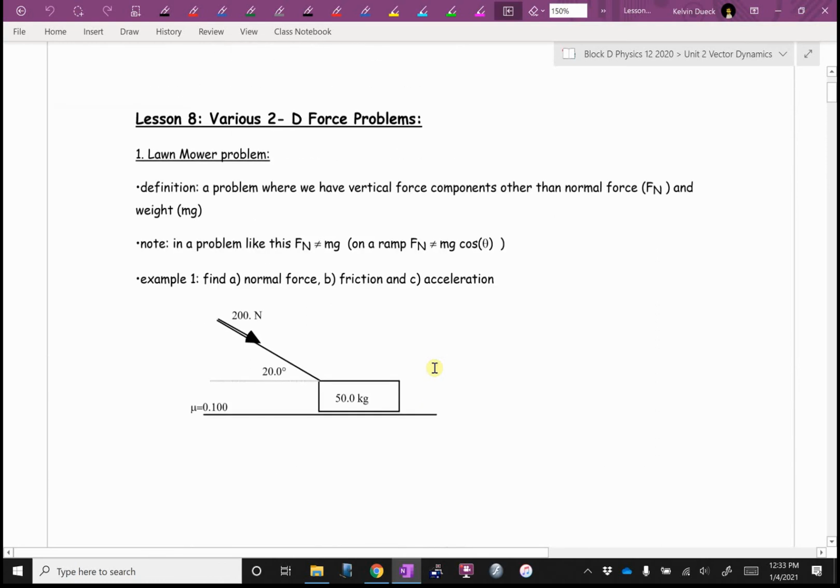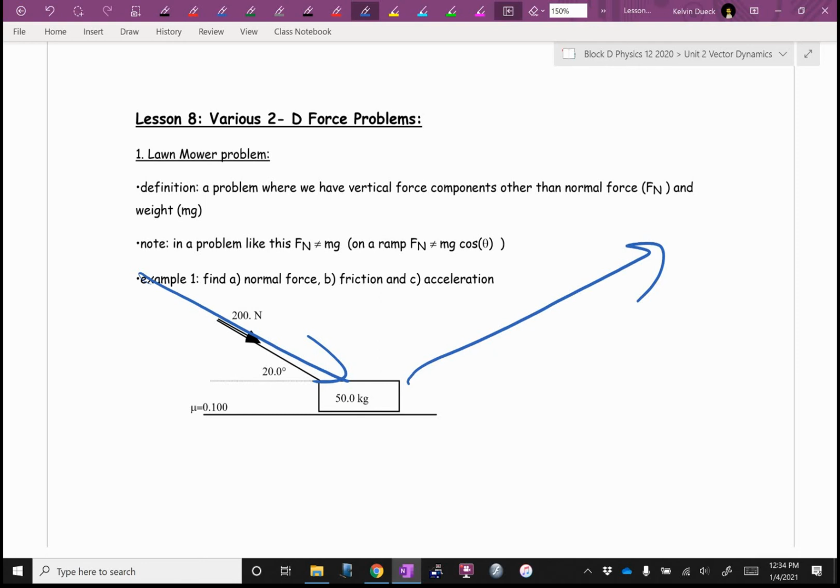What do I mean by a lawnmower problem? It's where you have a flat ground instead of a ramp, but the force is coming in at an angle, like a lawnmower. Or you're pulling up at an angle, like walking backwards, pulling a lawnmower towards you. Okay?